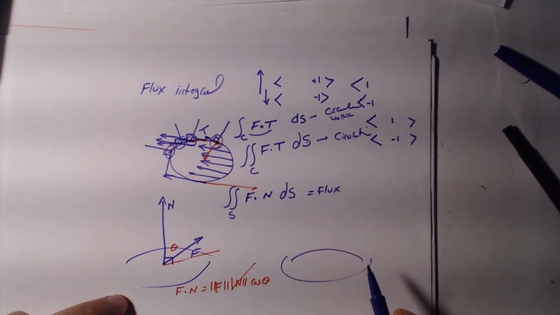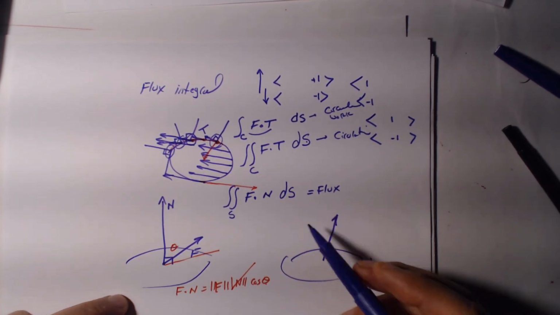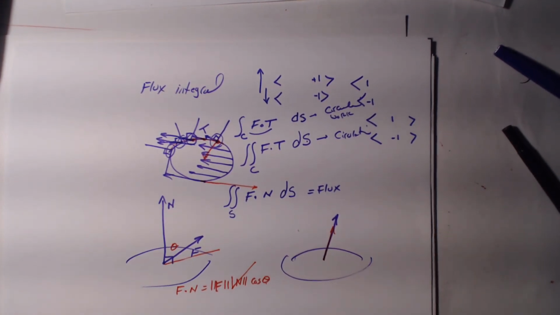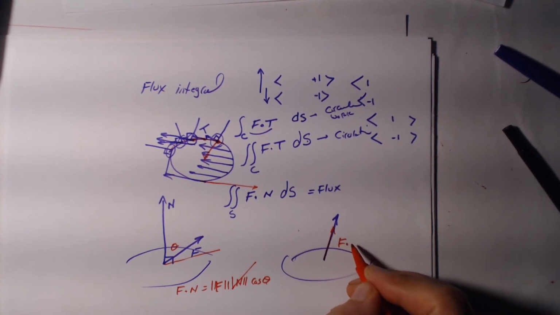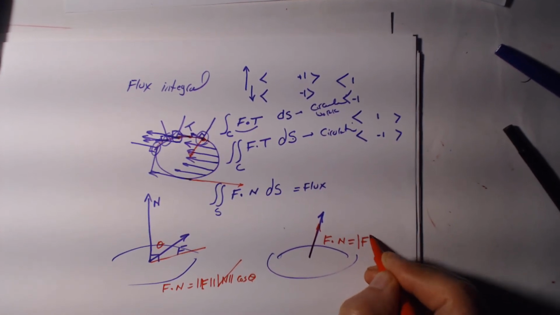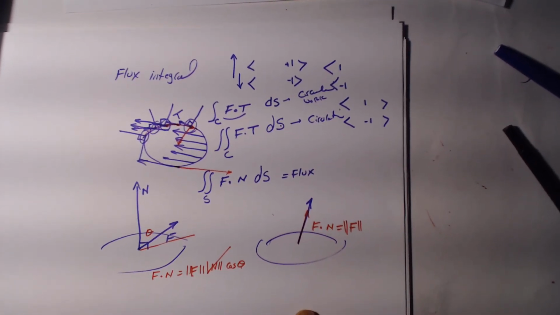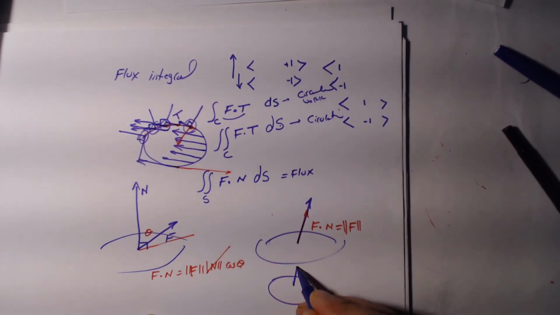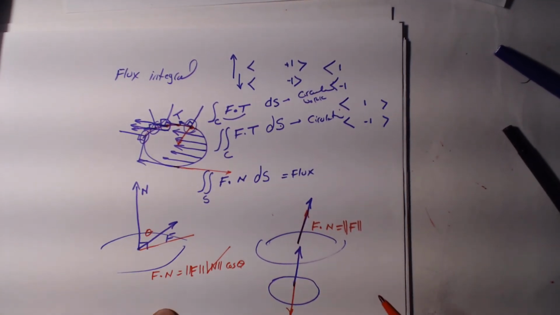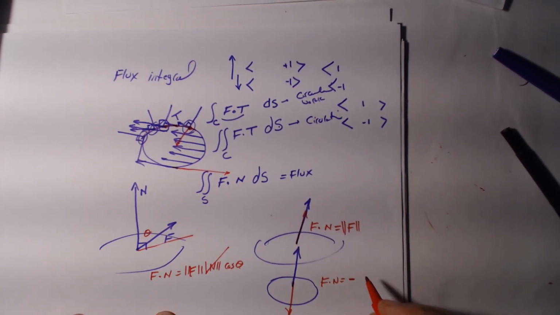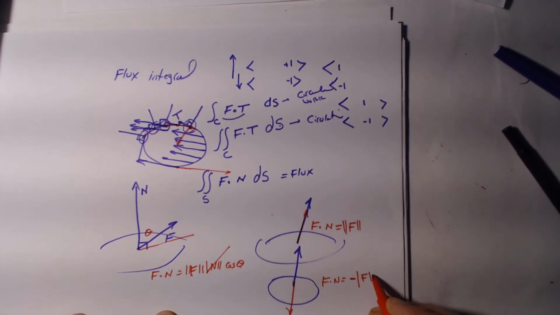But if you have a surface and your normal vector and your vector field are exactly in the same direction, then F dotted with n is exactly the magnitude of F. But somebody said, what happens if the normal vector is that way and the vector field goes that way? Therefore, you have to say F dotted with n is exactly the negative of the magnitude of F.